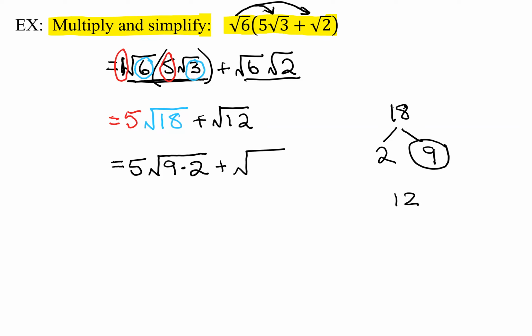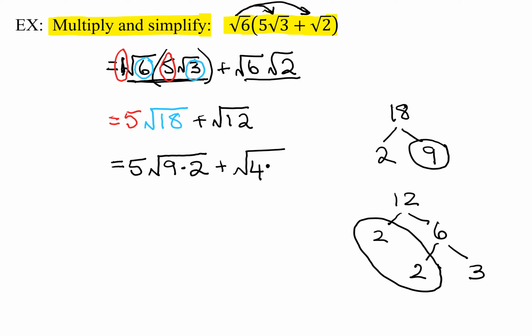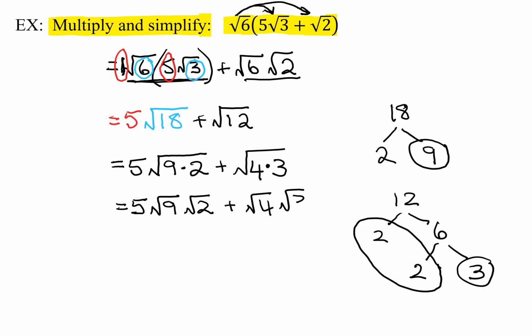12, let's see if we can factor this. Let's say it's 2 times 6. Are either of those perfect squares? No. 6 is 2 times 3. So now, these together make a perfect square. So 2 times 2 is 4, times what else is left over? A 3. Double check, does 4 times 3 equal 12? Yes. So now, I can use the product property of radicals to write this as 5 times the square root of 9 times the square root of 2 plus the square root of 4 times the square root of 3.